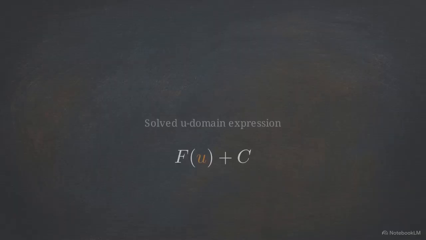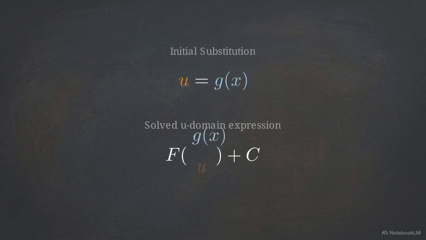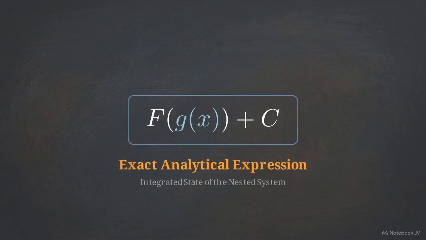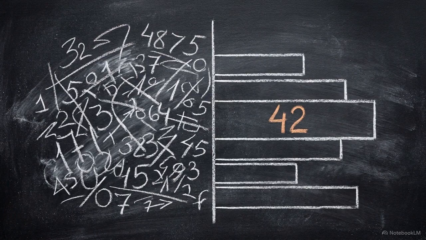The final step is to reverse the initial transformation. We take our original g of x parameters and substitute them back into the solved equation in place of u. This final string is the exact analytical expression of the original nested system. By temporarily altering the independent variable, mathematicians bridge unresolvable calculations to arrive at exact usable states.